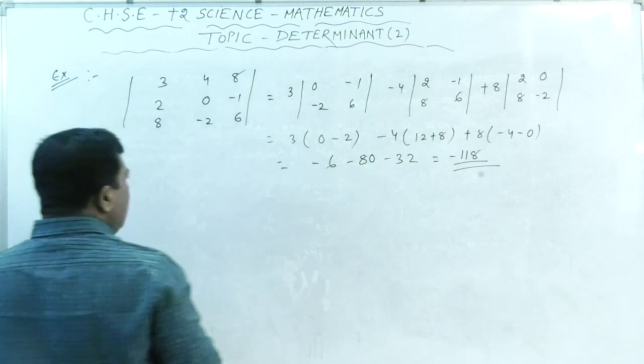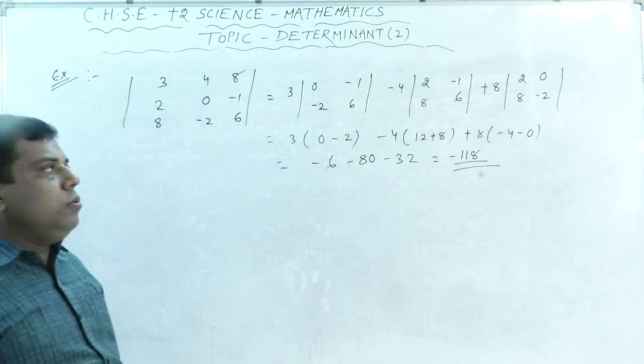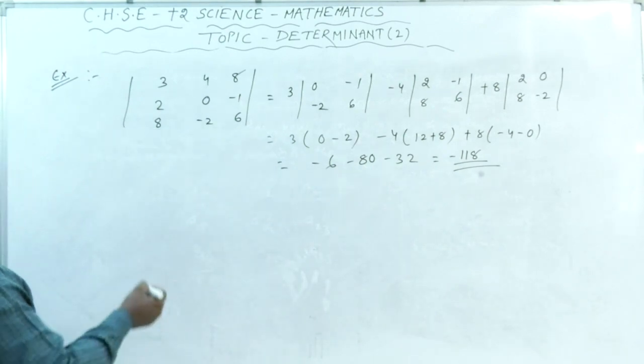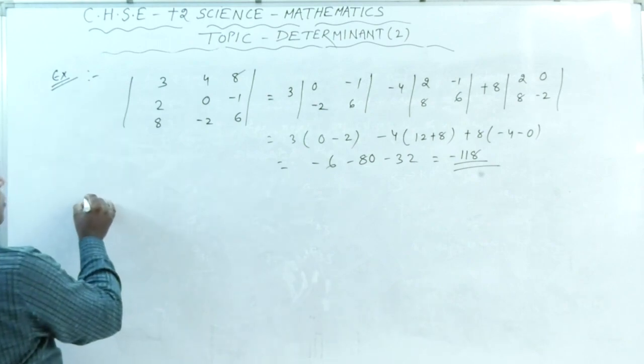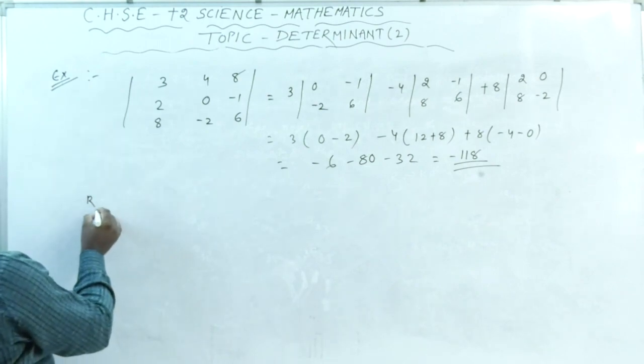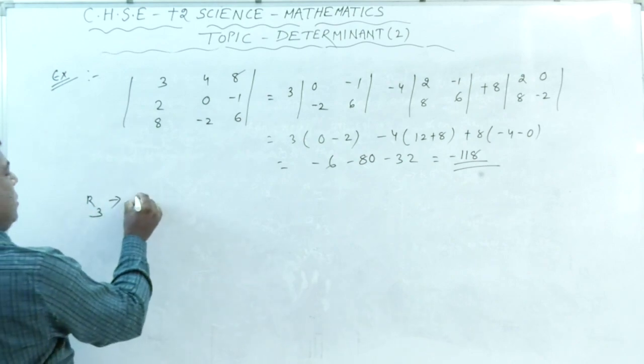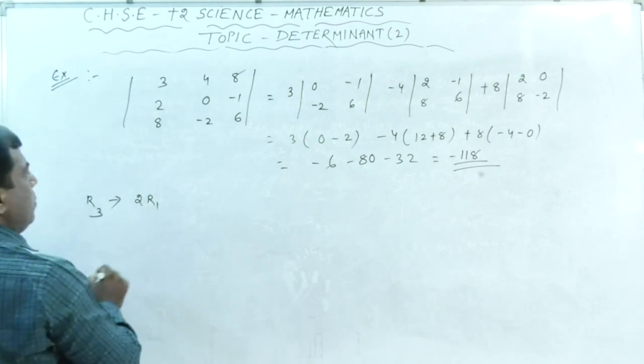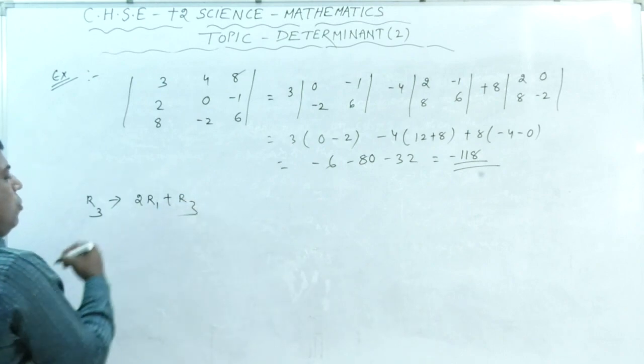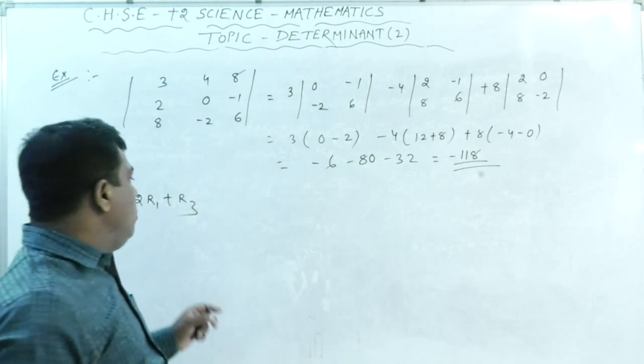Now suppose somebody changes row 3 or any row. Let us take row 3 as 2 times of row 1 plus row 3. So what does someone do?